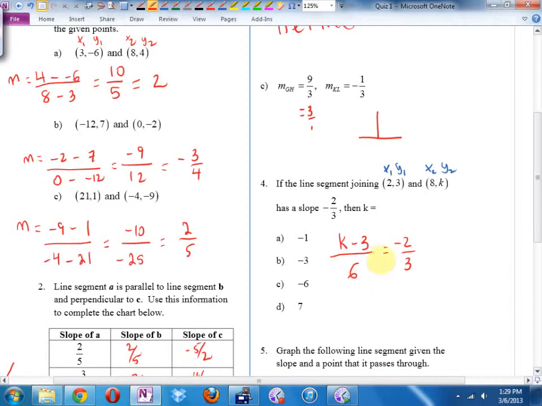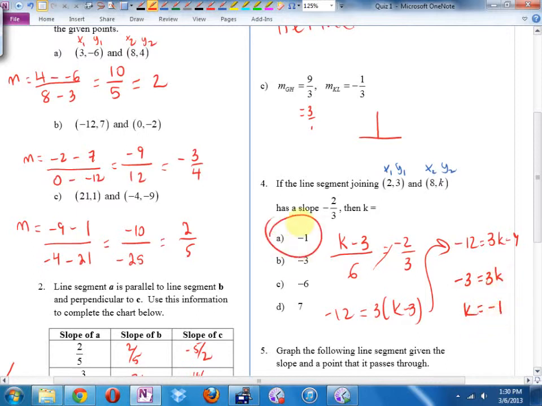I'll get negative 12 equals 3 times k minus 3. I'll get negative 12 equals 3k minus 9. Plus the 9 over, I'll get negative 3 equals 3k. Divide by negative 3. I didn't leave you much room, but I think you get k. Negative 1, yes. 1 mark.